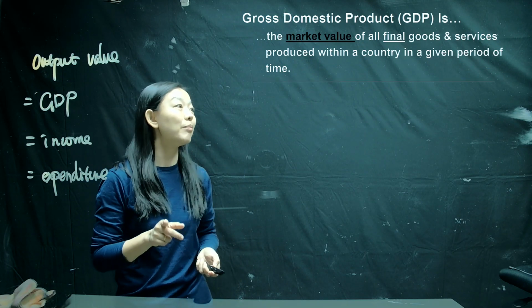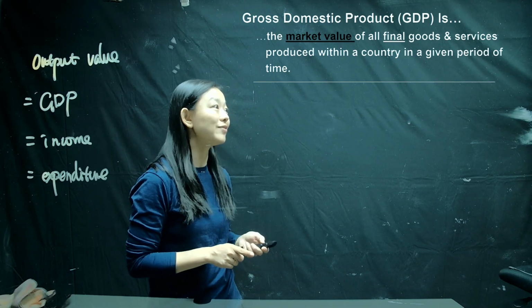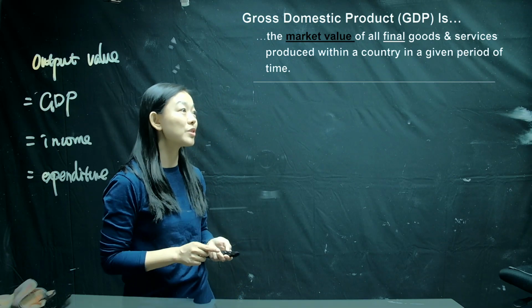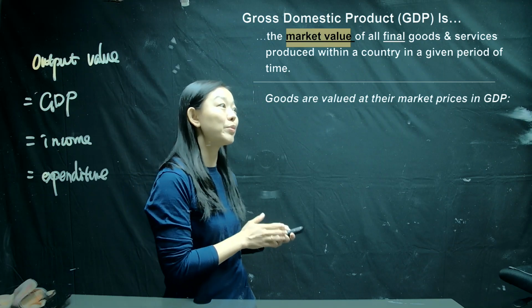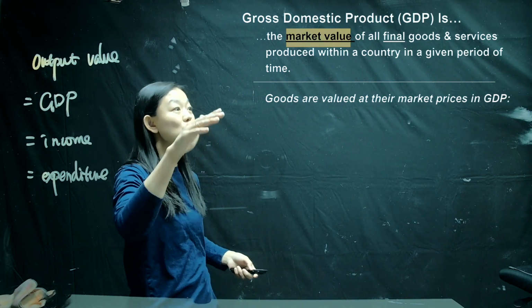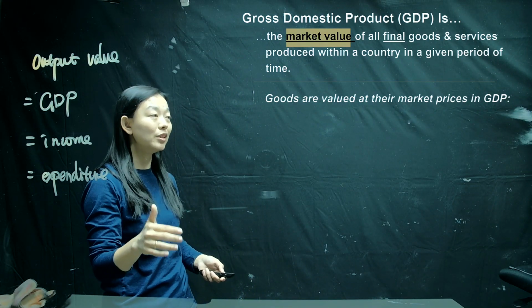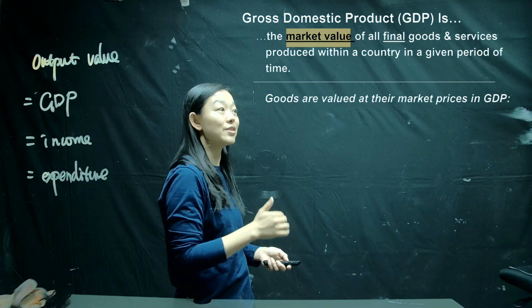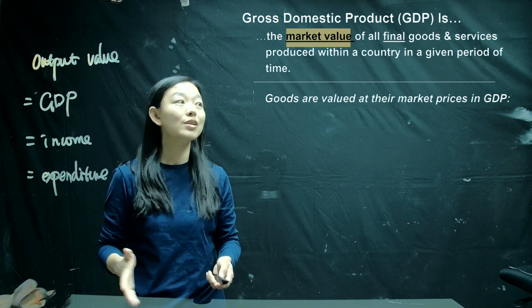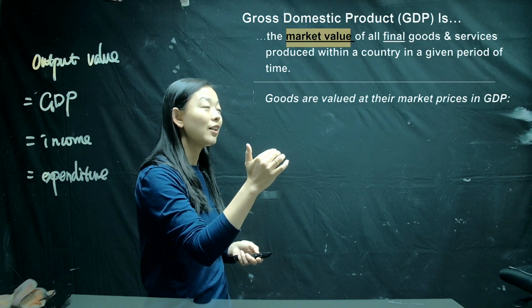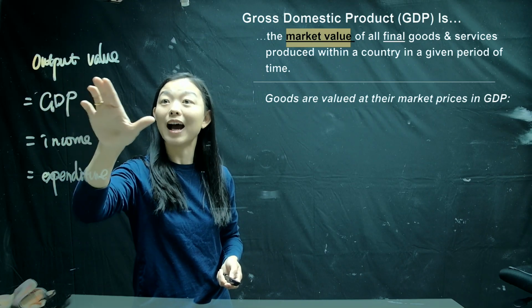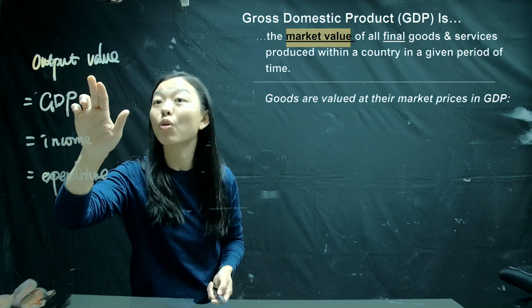GDP is the market value of all the final goods and services produced in a country for a given period of time. So here we'll say GDP is the market value of all the final goods and services produced in a country for a given period of time. So we measure GDP in output value, not output quantity.